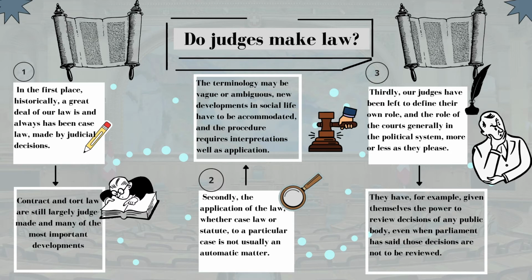Thirdly, our judges have been left to define their own role and the role of the courts generally in the political system more or less as they please. They have, for example, given themselves the power to review decisions of any public body, even when Parliament has said those decisions are not to be reviewed.